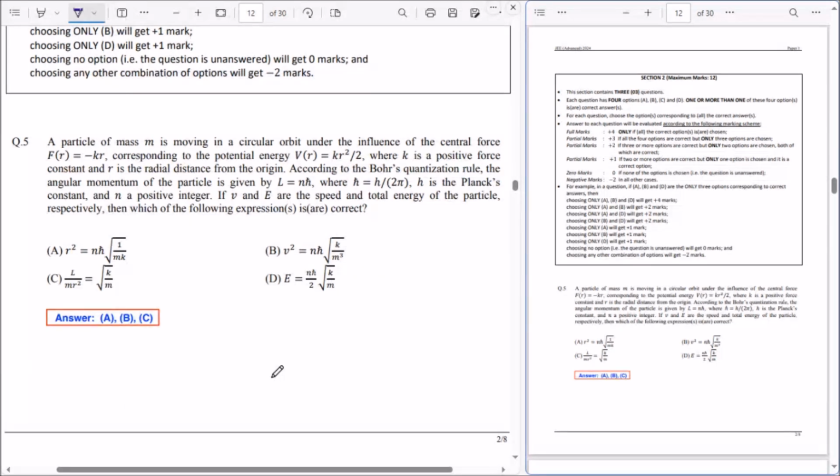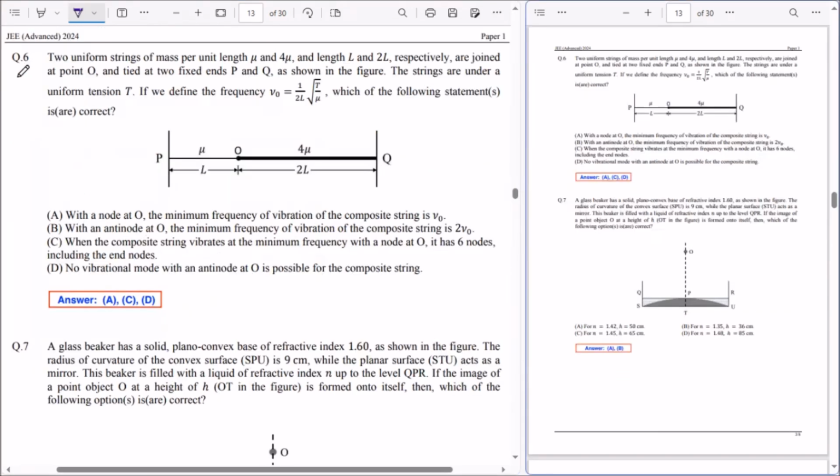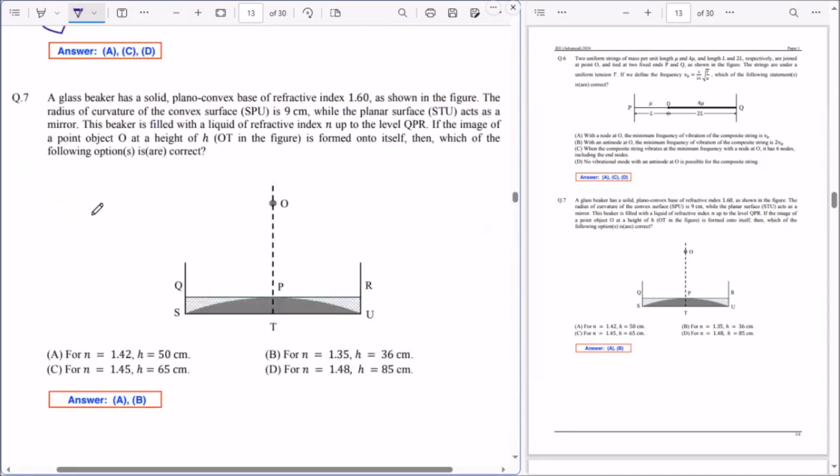Question number 5. The correct options are option A, option B and option C. Now you are going to get plus 4 marks. Next, question number 6. The options A, C and D are correct options, students. A, C and D. Next, question number 7. Options A and B are correct options, students.